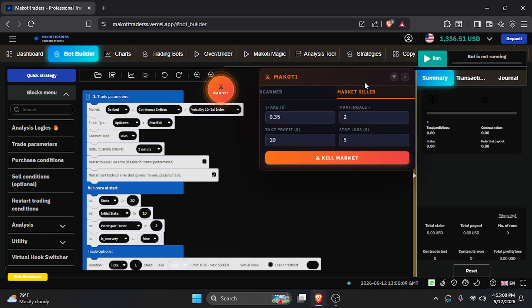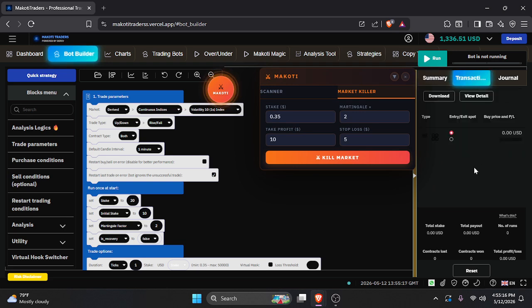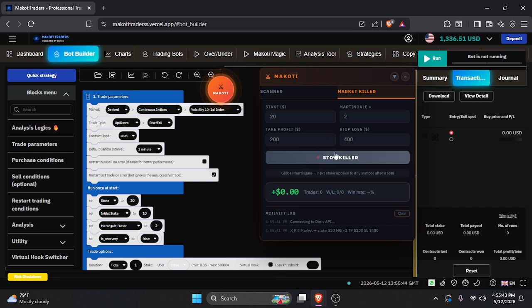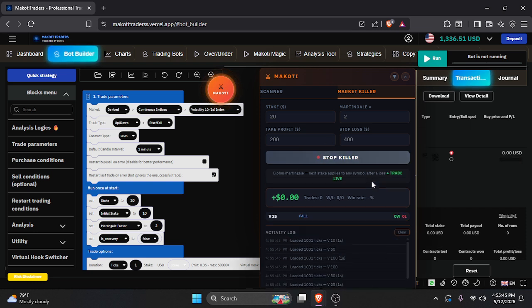So I've realized there is a problem. The trades being taken here are not being reflected in the transactions, but they are just working. So without analyzing any market, you just input your stakes. I'm going with 20 USD, and I'm targeting 200 USD. Remember, we are targeting 200 USD here, and for the stop loss let me put 400. Just snap the kill button, click it and wait for it to start trading.